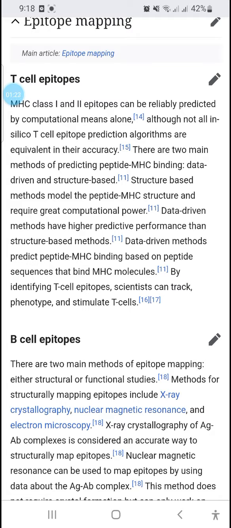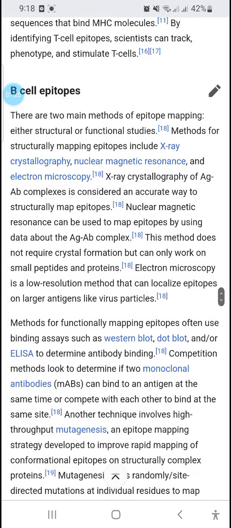B cell epitopes. There are two main methods of epitope mapping, either structural or functional studies. Methods for structurally mapping epitopes include X-ray crystallography, nuclear magnetic resonance, and electron microscopy.